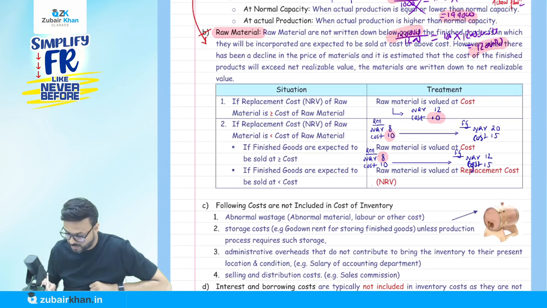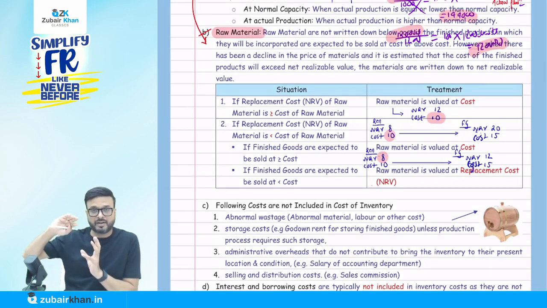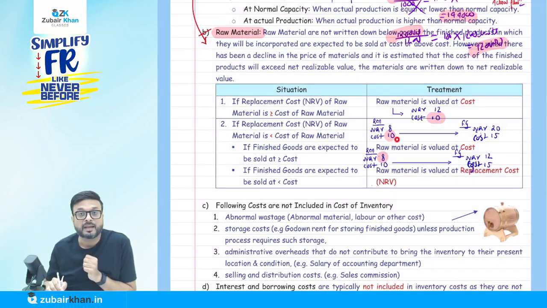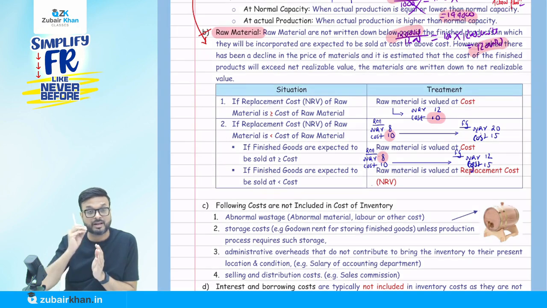Here my NRV is 20, here cost is 15. So I am going to sell my finished goods for more than the total cost. Total cost of the finished goods is 15 and the NRV of the finished good, which we are expecting, is 20. So when I sell the finished good, it will be more than the cost. It will not be at a loss. Okay. So here they say, in that situation, even though logically we do cost or NRV, whichever is lower.